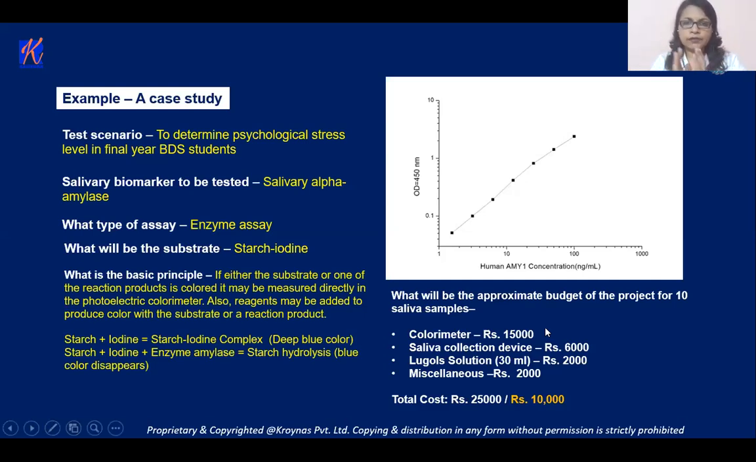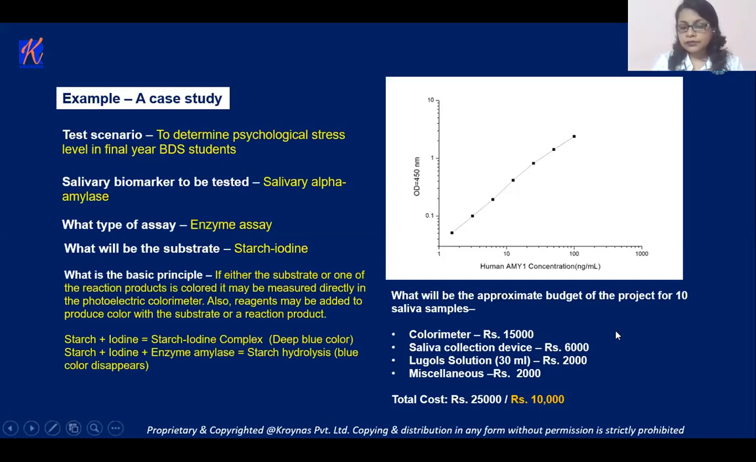You need 10 saliva collection devices, which will cost around 6,000. These are approximate prices, just given as examples. Then the iodine solution, a chemical grade iodine solution. Don't buy povidone iodine, that will not work. It is glucose iodine. A 30 ml bottle will cost you around rupees 2,000, but you need only 3 to 4 drops for one sample. And maybe some other miscellaneous consumables, that will be 2,000. So your total cost comes to 25,000.